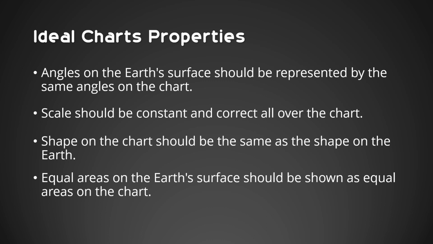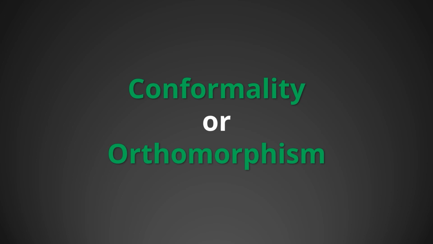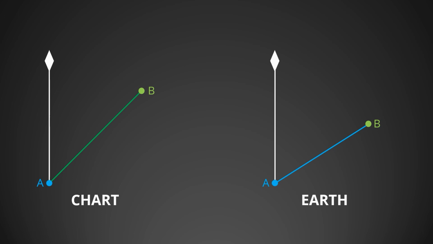The first property is the most important property for navigation. This characteristic is known as conformality or automorphism. These two words are synonyms and can be used interchangeably. Since we are navigating using heading and track, which are essentially angles measured from a datum north, either true or magnetic, if the track we measure on the chart is not the same as on the Earth's surface, we will definitely not arrive at our intended destination.